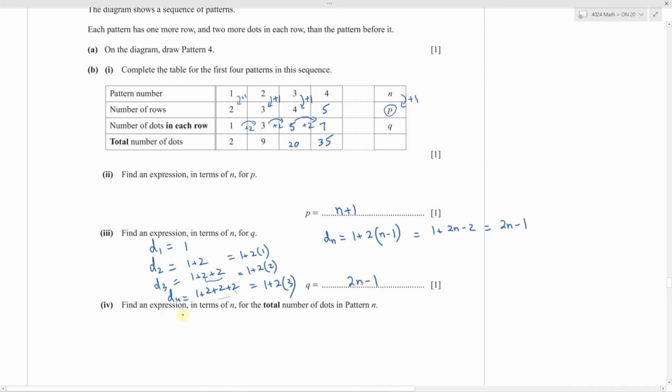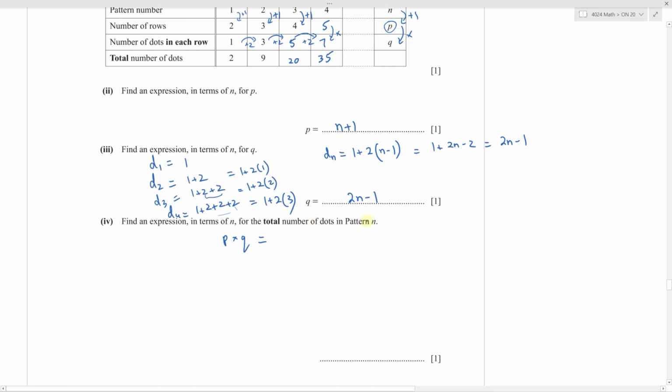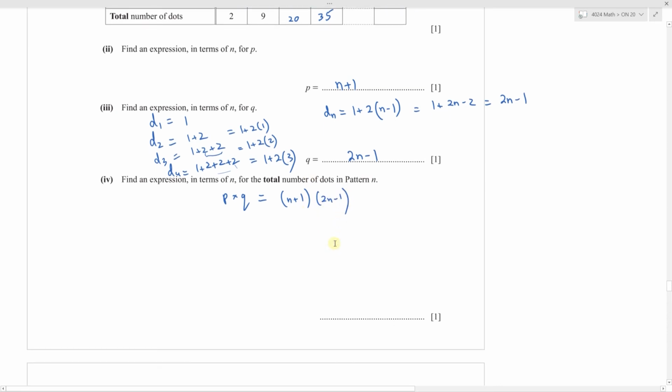Part 4 is find an expression in terms of n for the total number of dots in pattern n. So for total number of dots, you basically multiply these two numbers together. So total number of dots here is 7 times 5, 35, 5 fours are 20, 3 threes are 9, and so on. So it will be p times q, and you have already calculated these values in terms of n. So p is n plus 1 and q is 2n minus 1. So if you want, you can open the bracket as well, or you can leave your answer in this form as well. So n plus 1 into 2n minus 1 will be the total number of dots in pattern n.